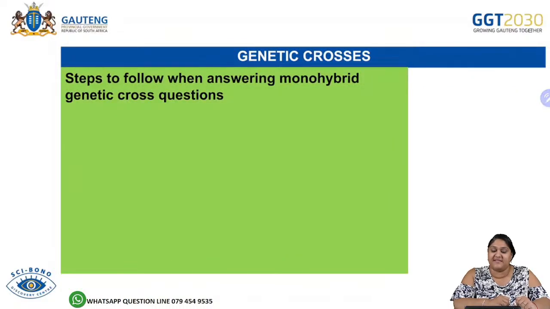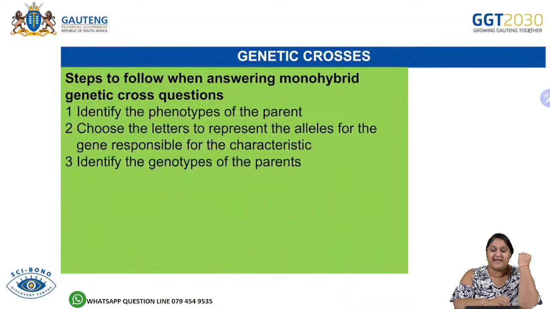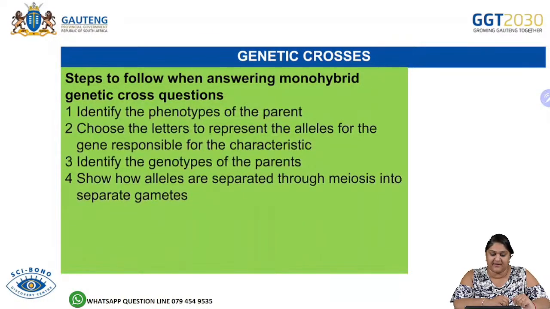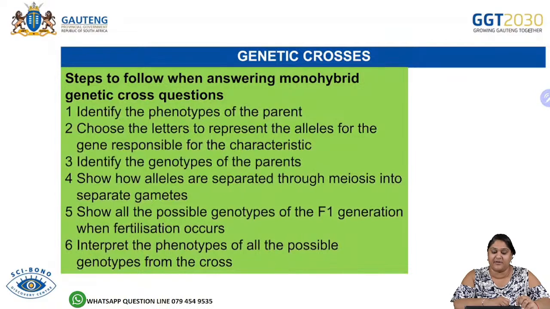Right, now what are the steps to follow when answering a genetic cross? I think I actually went through all of them, so we are going to just go through them quickly. Identify the phenotypes of the parent. Choose the letters to represent the alleles for the gene responsible for the characteristic. Identify the genotypes of the parents. Show how the alleles are separated through meiosis into separate gametes. Remember, law of segregation. And then you need to show all the possible genotypes of the F1 generation when fertilization occurs, and interpret the phenotypes of all the possible genotypes from the cross.